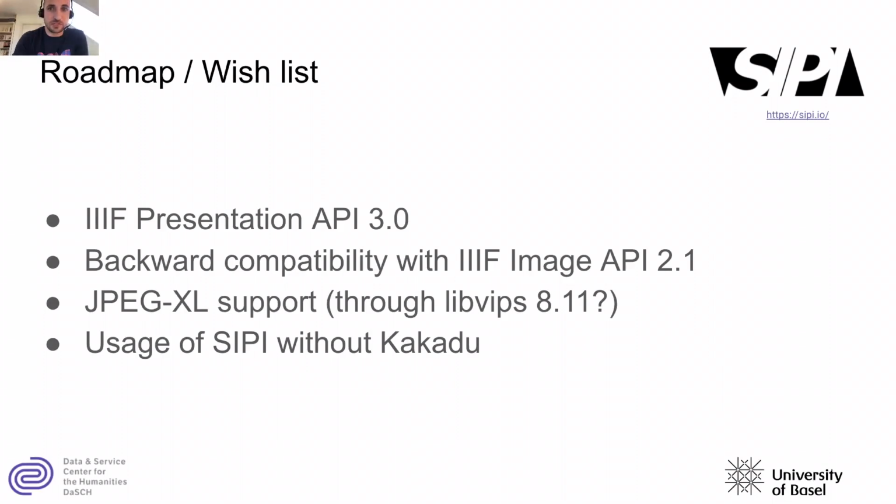Something that came onto our radar is the support of JPEG XL, as it looks quite promising, and perhaps this could be achieved via VIPS. This could also have the potential to use SIPI without having to rely on a Kakadu license, making the software less dependent and completely open source.